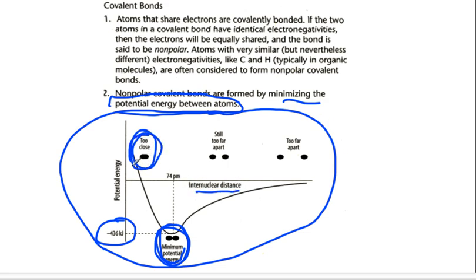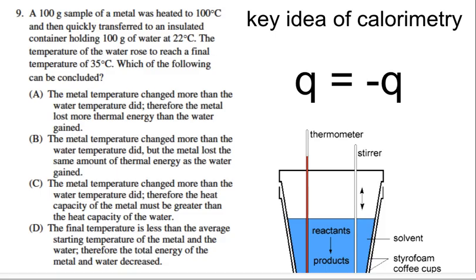this distance the nuclei would be too close. This distance the nuclei would be too far apart. So you want to get to a point where you minimize the potential energy, and this is really applying to nonpolar covalent bonds. So the distance that nonmetals form when they form covalent bonds is related to the internuclear distance that gives the lowest potential energy possible.